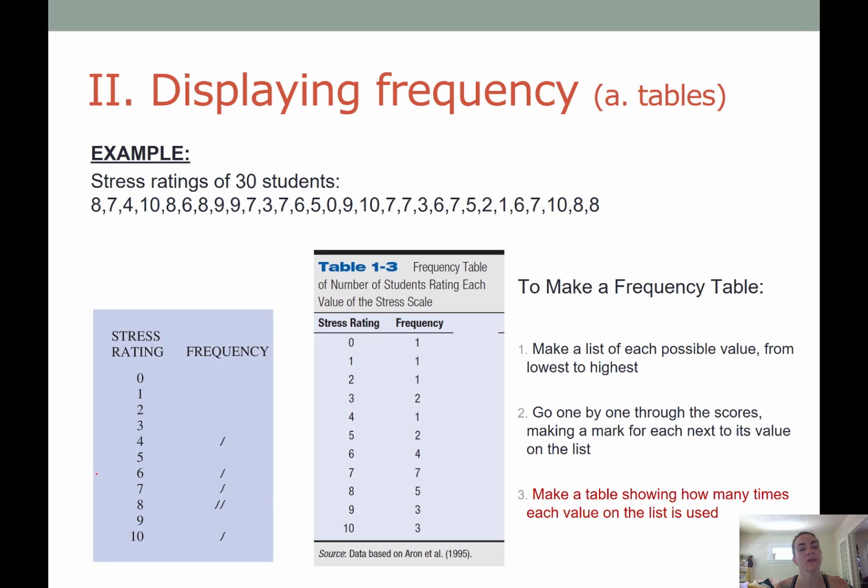Ultimately, we don't want to leave it in this form of tally marks. We actually want the actual frequency, or the count, associated with each stress rating. So you can see in this table 1.3 that one person had a score of 0. Also, you can see that 2 people had a score of 3, and so on.